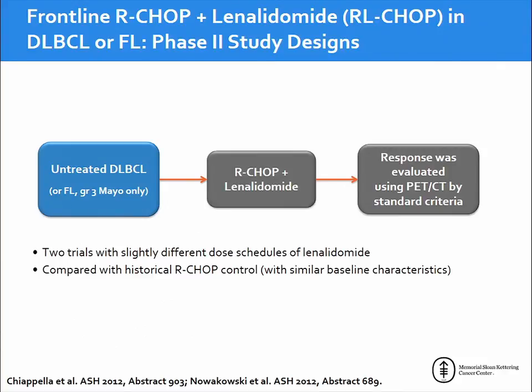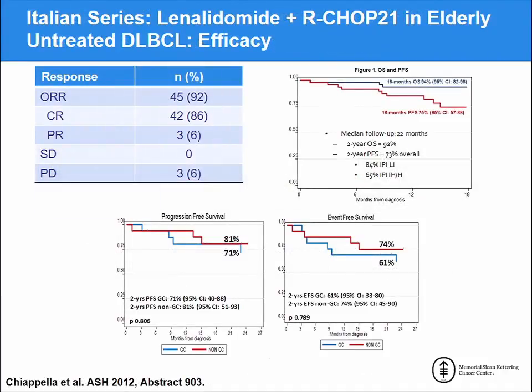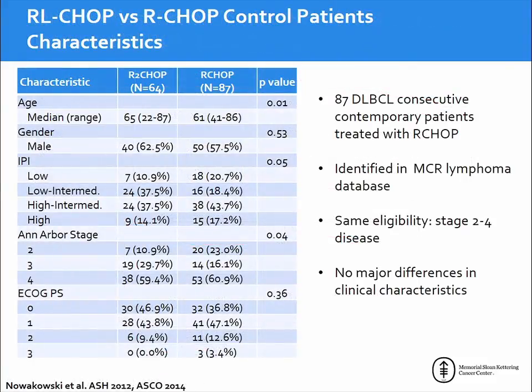Two such clinical studies were done, one in Italy and one in the United States. These are the Italian data. You can see outstanding progression-free and event-free survival with rituximab, lenalidomide, and CHOP.